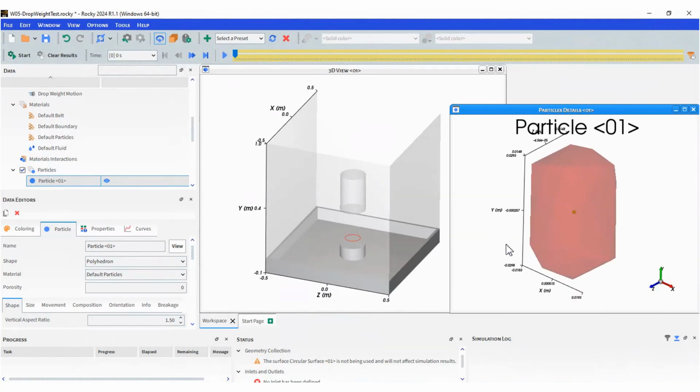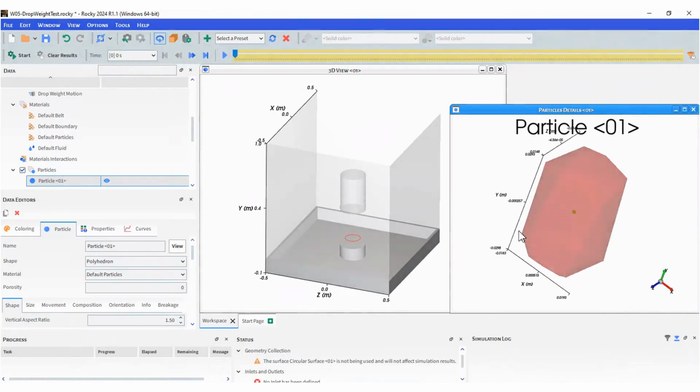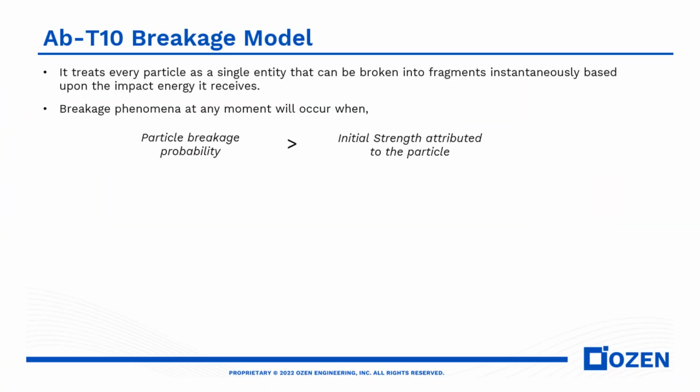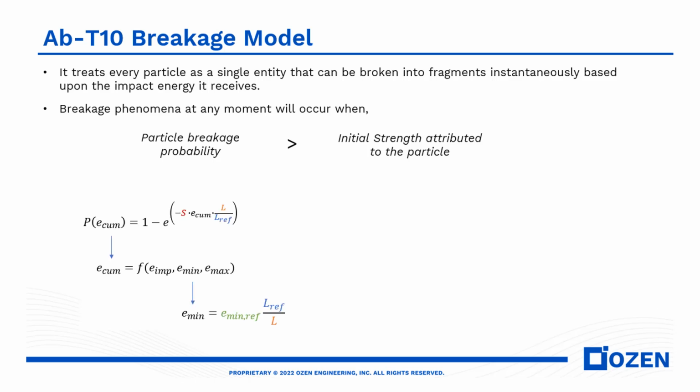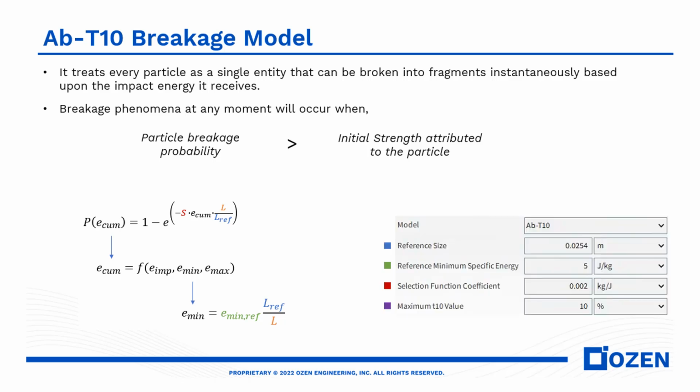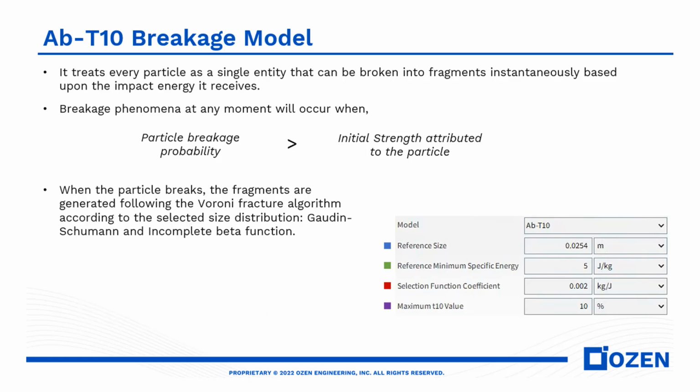Now, let's talk about the breakage model setup. The ABT10 is one of the instant fragmentation models in ANSYS Rocky. The particle breaks when a limit is exceeded. The breakage probability is calculated as a function of different quantities and input parameters. And when the particle breaks, more theories are involved to represent the fragments in size and number. Here we will use the Gaudin-Schuhmann model.